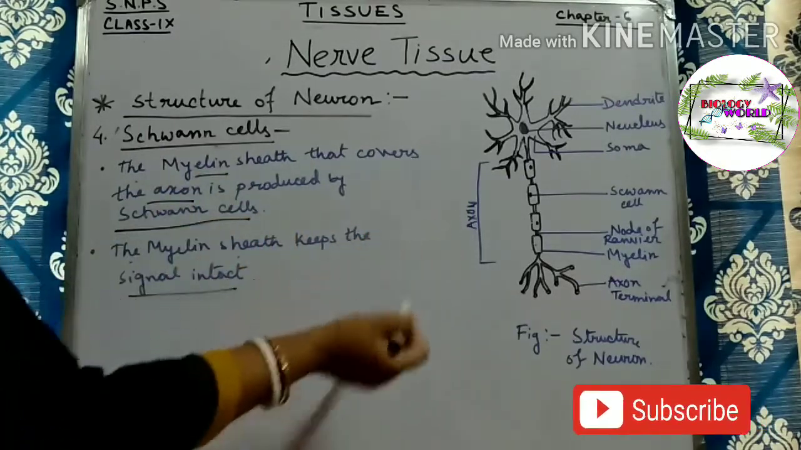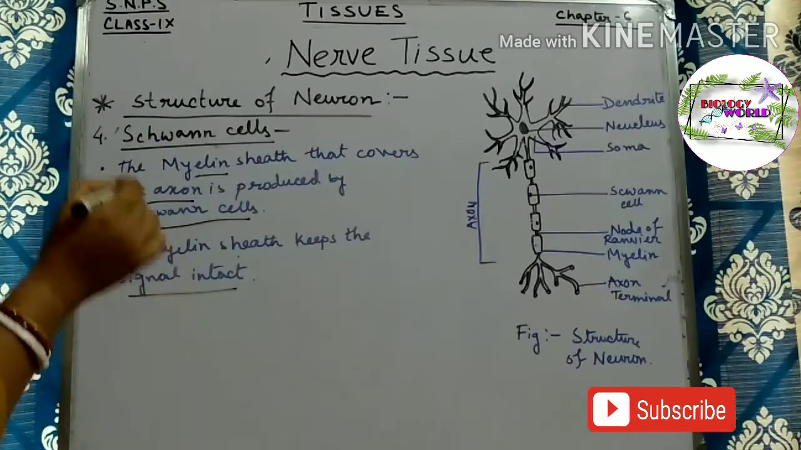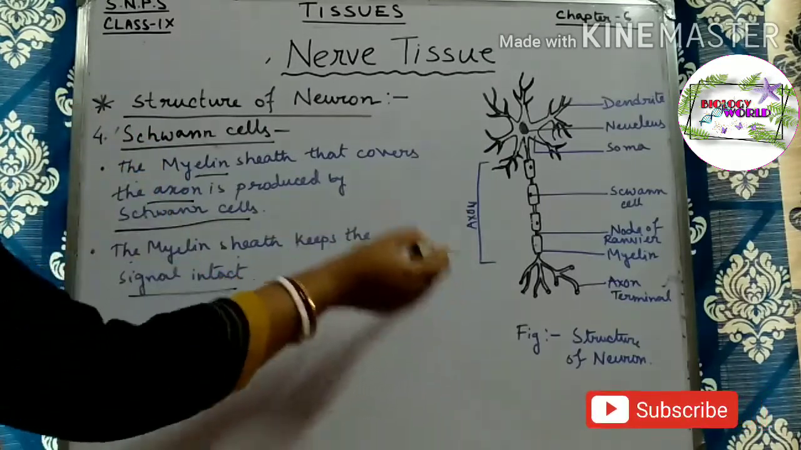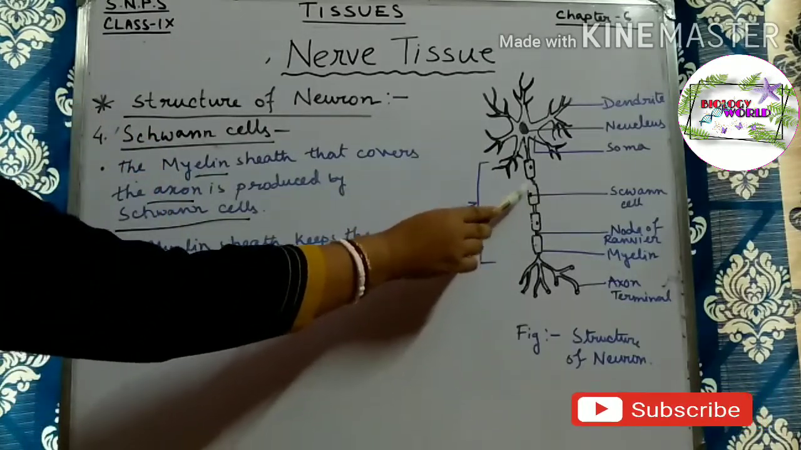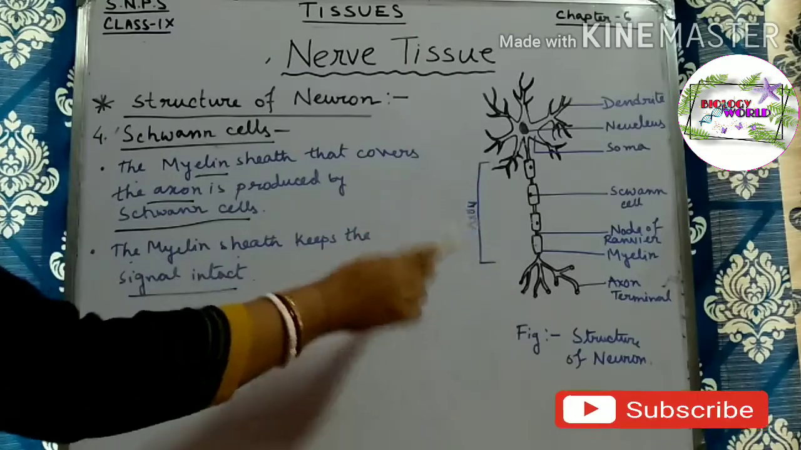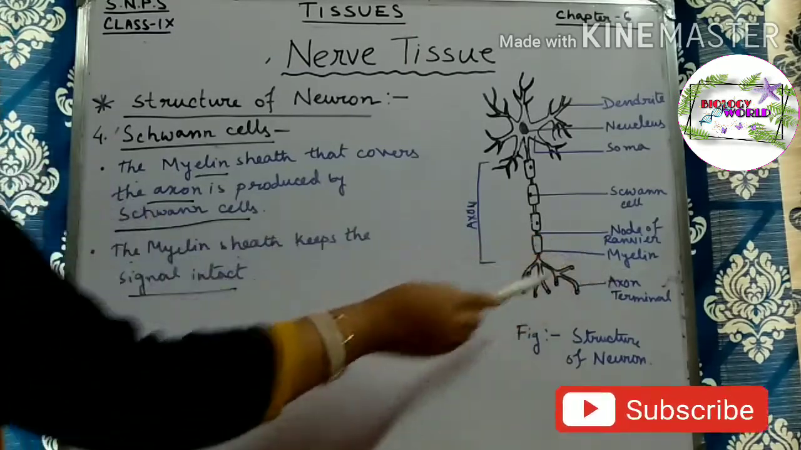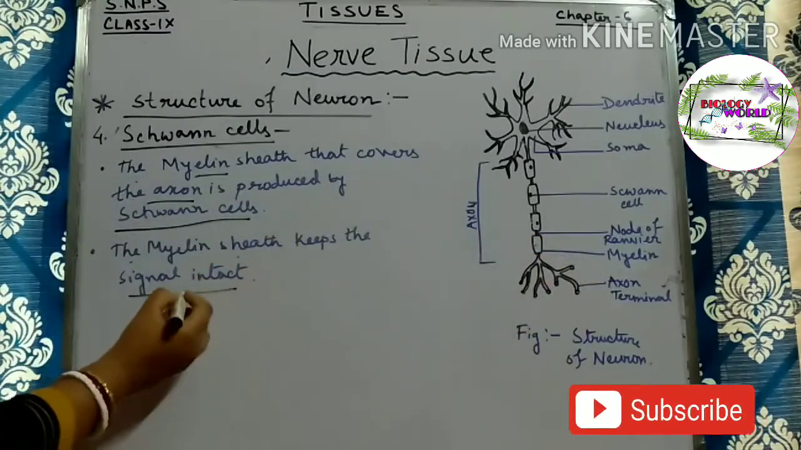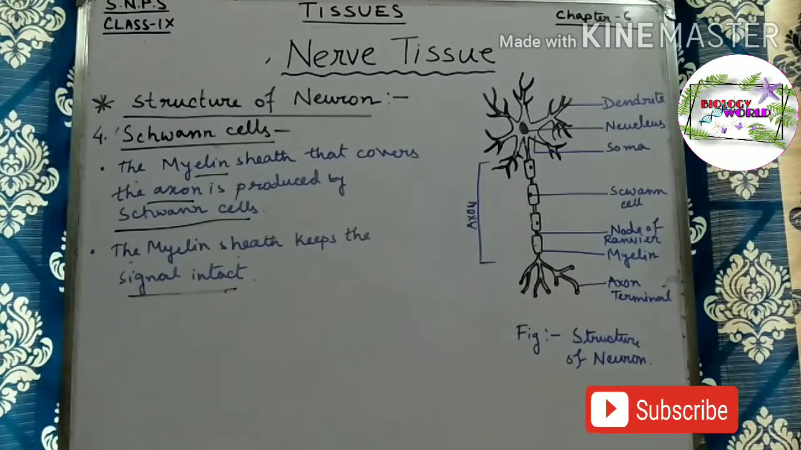So where can we see the Schwann cell? We can see the Schwann cell on the axon. This Schwann cell helps to produce the myelin, which helps to keep the signal intact. So this was the structure of Schwann cell.